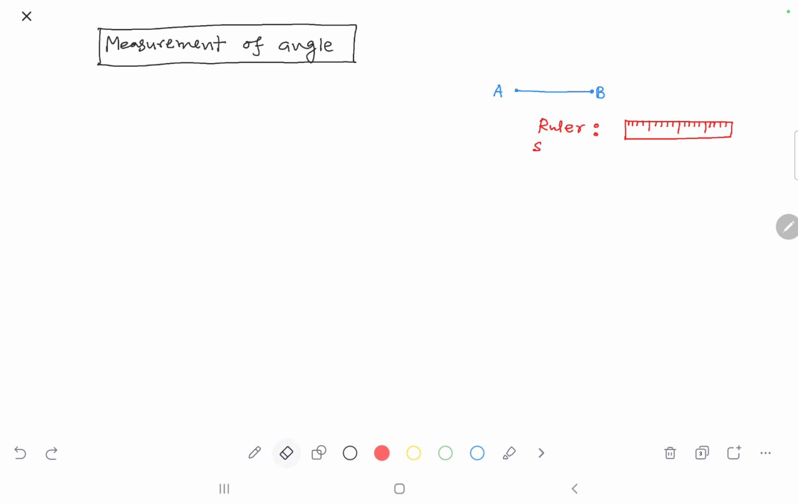So using this, we can measure the length of the line segment AB. Now the question: how was this developed? When people invented this ruler, they put the marks here, right, Muhammad? So how did they develop it? There was a geometrical theory behind this development. I will not tell you.